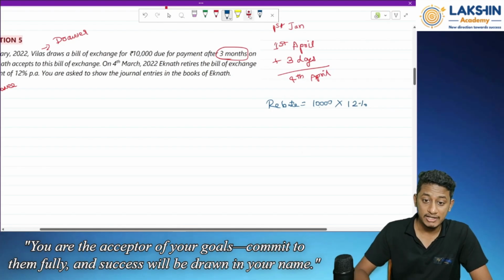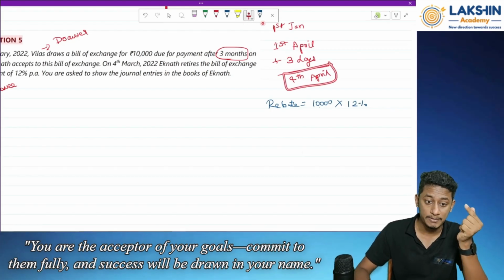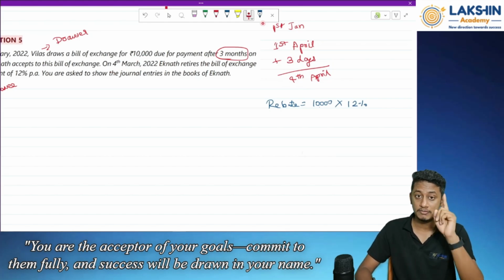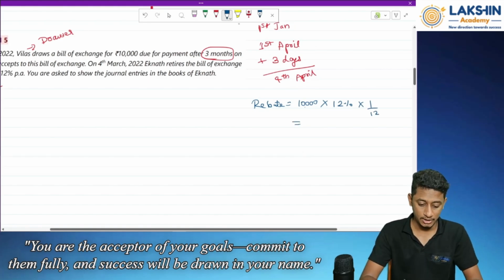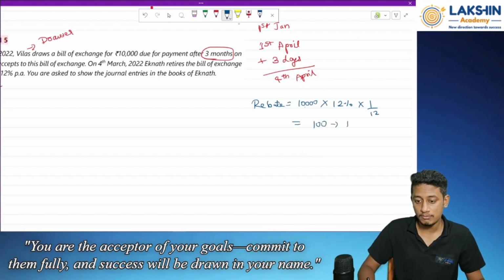But we have retired the bill 1 month earlier. The actual due date was 4th April, but the bill is retired on 4th of March. So 1 month earlier, I can just multiply by 1 by 12. So 10,000 into 12% divided by 12 would be 100 rupees. So 100 rupees will be my discount.